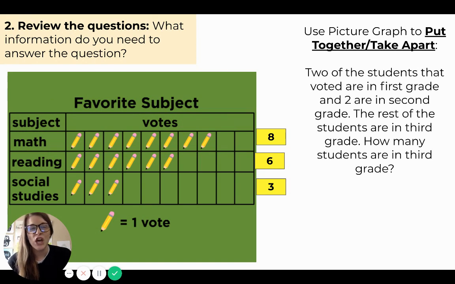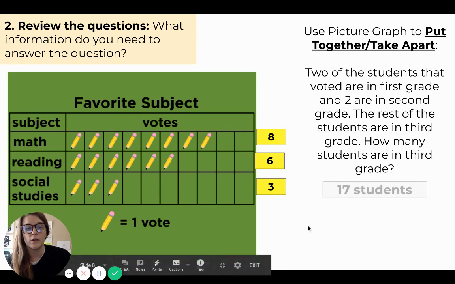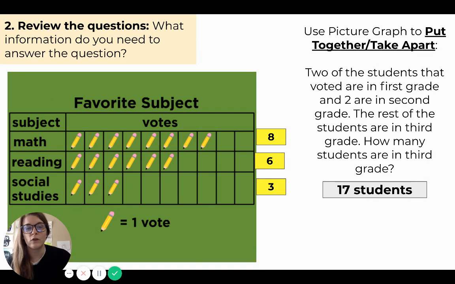Here we go. 2 of the students that voted are in first grade, and 2 are in second grade. The rest of the students are in third grade. How many students are in third grade? Okay, so remember, we have to ask ourselves, what information do we need to answer this question? If these questions are all about the students voting, I know I'm going to need to bring back that total that I just figured out. So the total was 17 students. So that's the amount of students I start with.